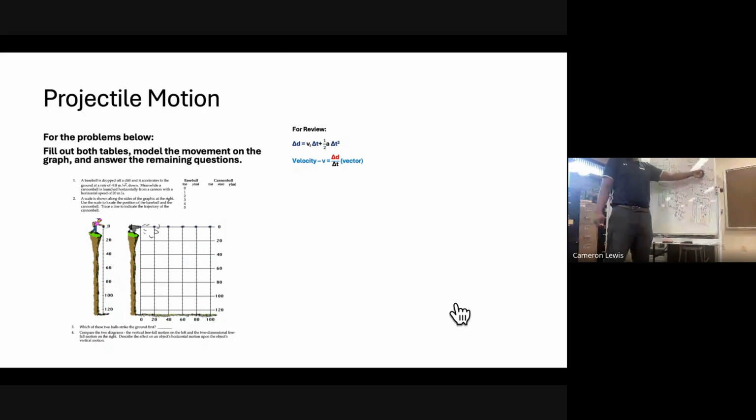The acceleration, is acceleration present? Yes, we have a constant acceleration. Constant acceleration, which is gravity. That's this situation over here. In this situation, is acceleration present? No. That means we have constant velocity.